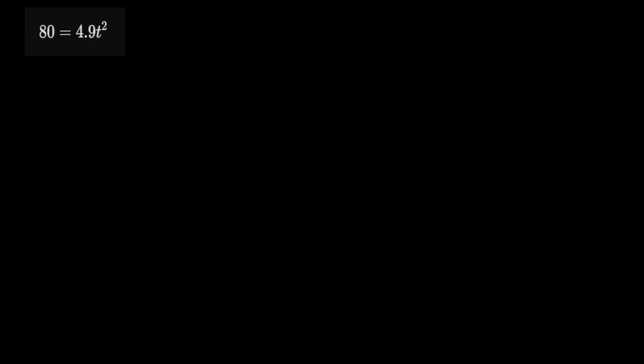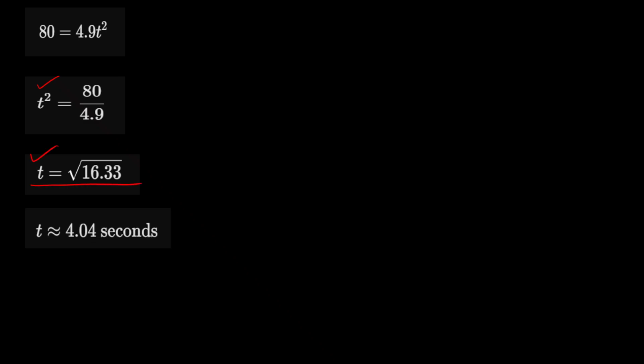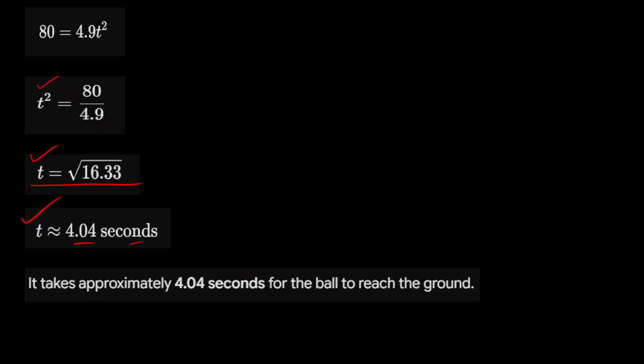Continuing with our calculation, we have 80 equals 4.9 times t squared. To isolate t squared, we divide both sides by 4.9, giving us t squared equals 80 divided by 4.9. Calculating that, we find t equals the square root of 16.33. Taking the square root, we get t is approximately 4.04 seconds. Therefore, it takes approximately 4.04 seconds for the ball to reach the ground.